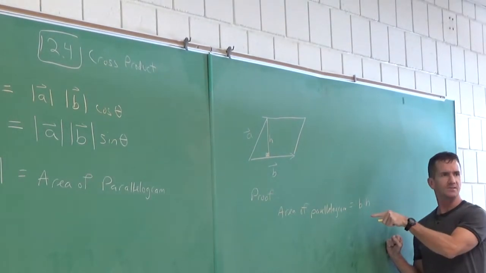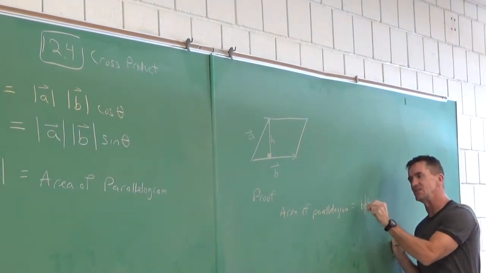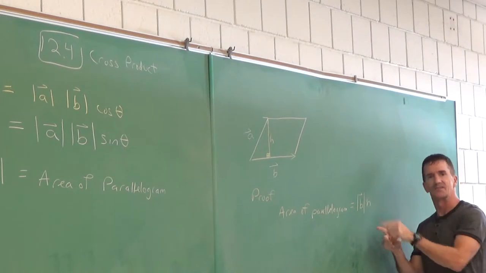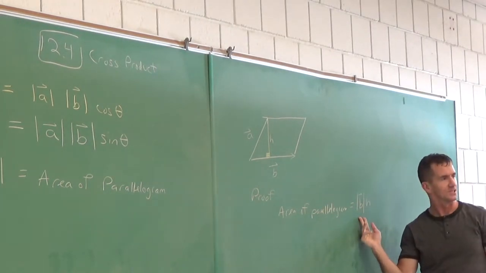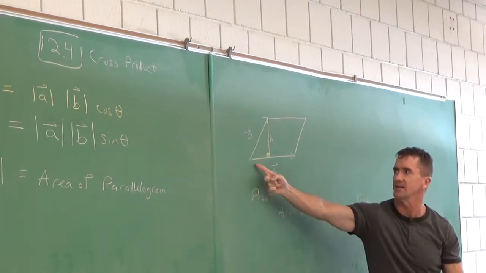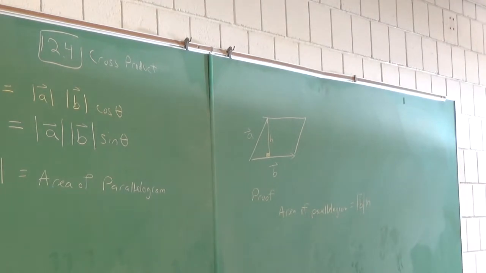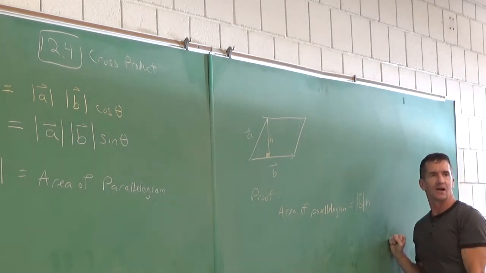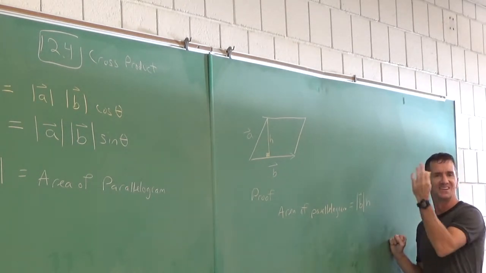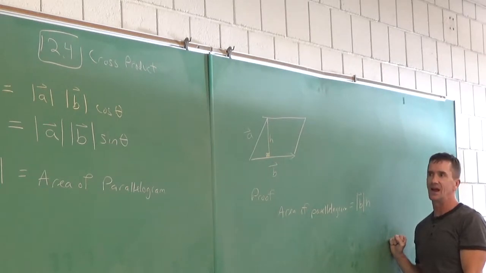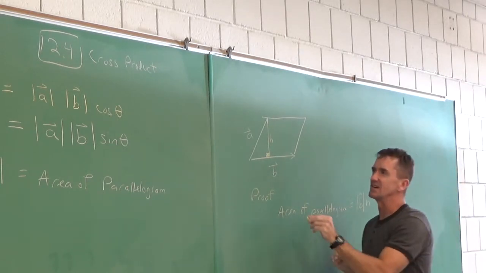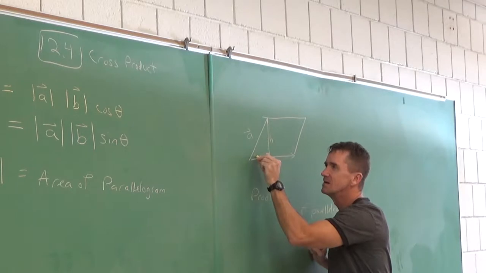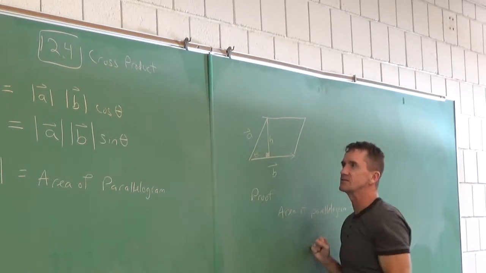But isn't b a vector? Mm-hmm. So I'm going to put a magnitude on that b and put that arrow. So that means the length of the vector, right? I'm talking about the actual length of that vector. Remember when we put those bars on there? I'm talking about its magnitude, its length. So the length of this vector times the h. H is just some height. I'm not making that a vector. All right, now let's put an angle in here. How about right there? The angle between the two vectors.